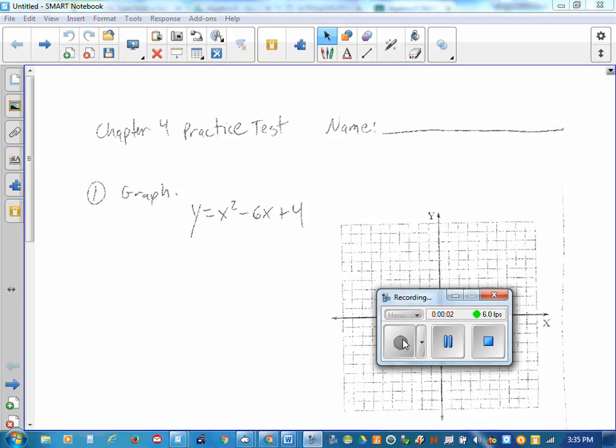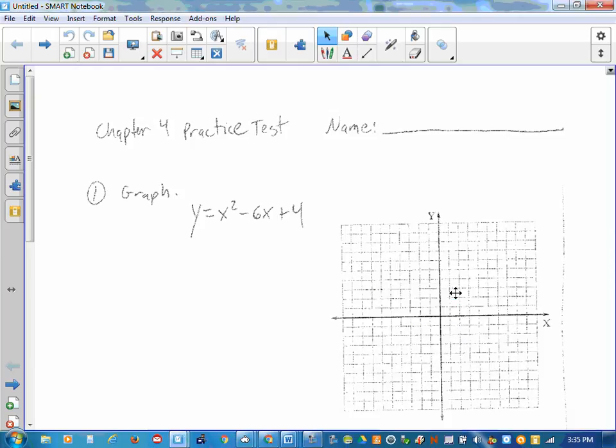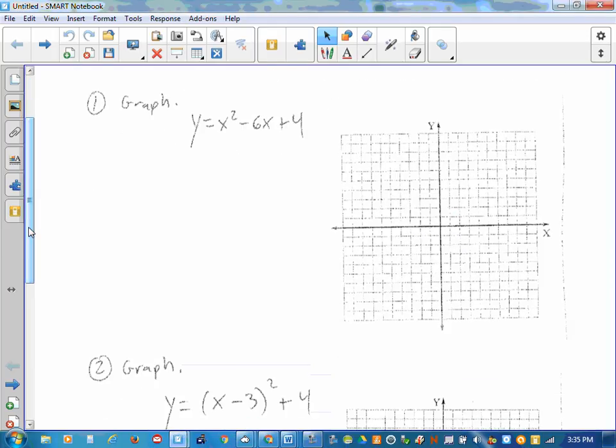All right, as promised, I'm going to run through the solutions to the Chapter 4 practice test. Number 1, graph. We must find the vertex first. The vertex is located at negative b over 2a, the x-coordinate of the vertex.